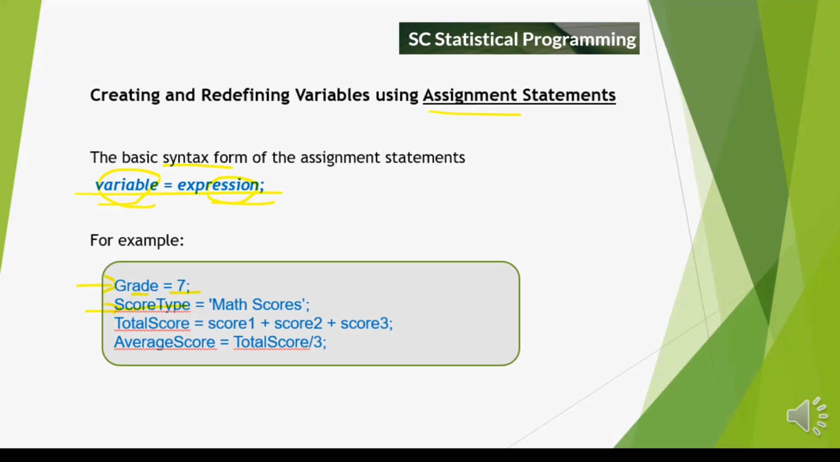And then the third one is total score equals score 1 plus score 2 plus score 3. So we're calculating the total score using a math expression. We're adding score 1, 2, and 3 to get total score. And then the last one is average score equals total score divided by 3. So it's calculating the average score using the math expression total score divided by 3.